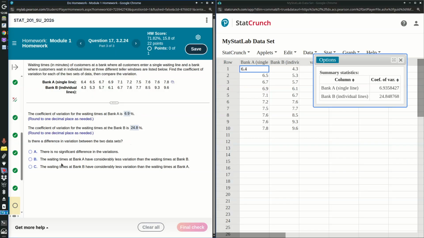Is there a difference? Yeah, I would say there's a significant difference. B is much. A single line seems longer in general, but let's see. No, there's more variation. So there's, yeah. The waiting times are much different in bank B than they are in A. A is more consistent. So the waiting times in A have less variation than the waiting times in B.